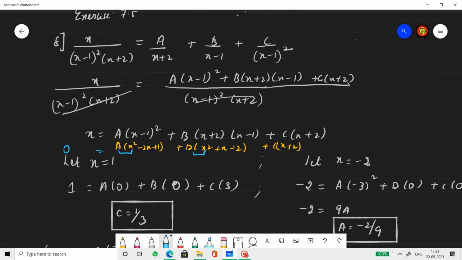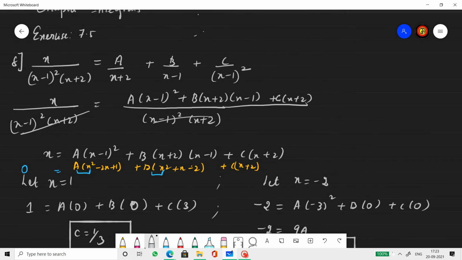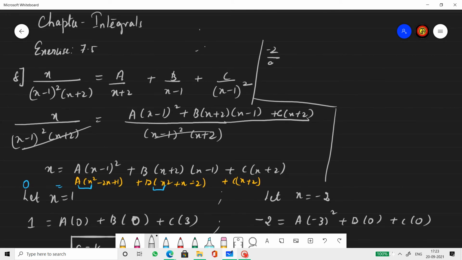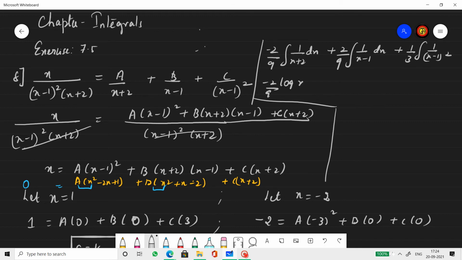Now substitute these values over here. A is minus 2 by 9 into integration of 1 by (x plus 2) dx. B is 2 by 9 of integration of 1 by (x minus 1) dx. And C is 1 by 3 integration of 1 by (x minus 1) the whole square. This will be log right away. So you get log of x plus 2 for this. This will also be log.